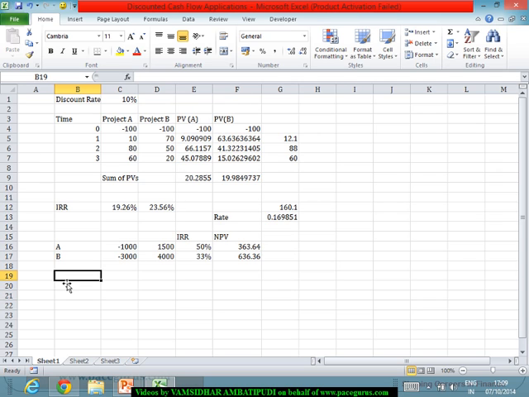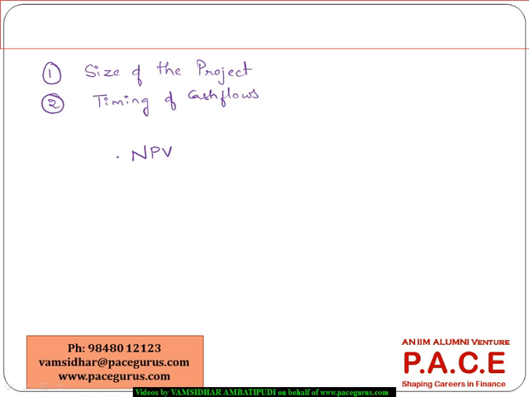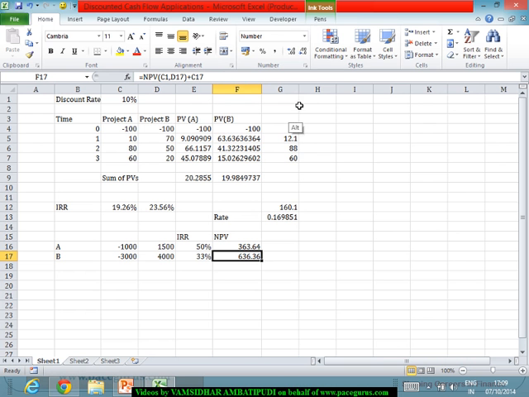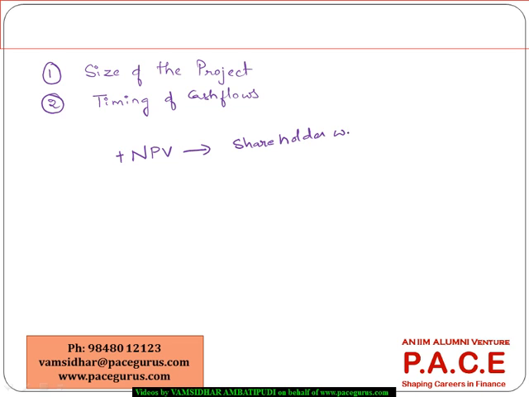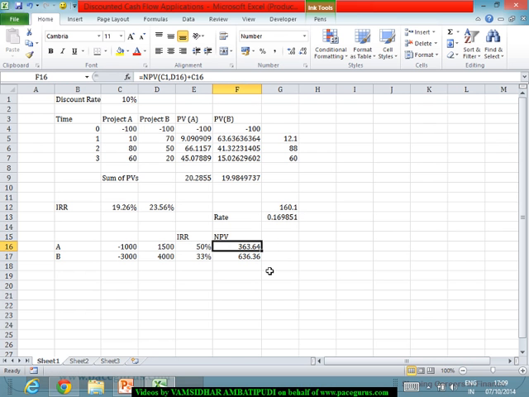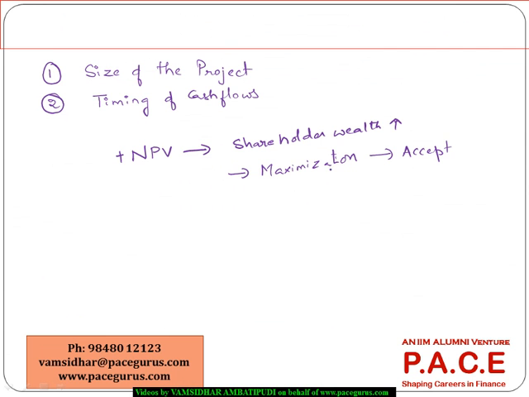So this is where the size is mattering a lot, and in this case I will choose project B rather than project A, because any positive NPV is actually adding to the shareholder wealth. Whatever that 636 is, that is an increase in the shareholder wealth. Now, whichever project contributes to the maximization of the shareholder wealth, that is the project that needs to be accepted. So the first one is contributing only 363 to the shareholder wealth, whereas the next one is contributing 636. Because for any company, the major financial objective is shareholder wealth maximization.